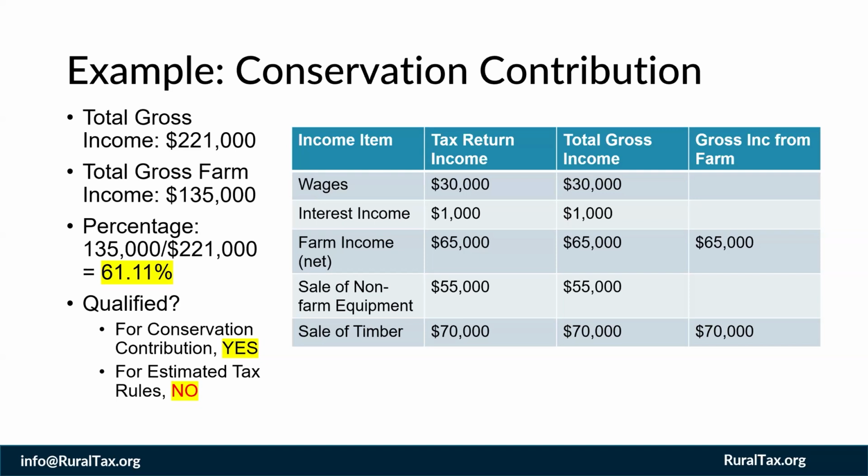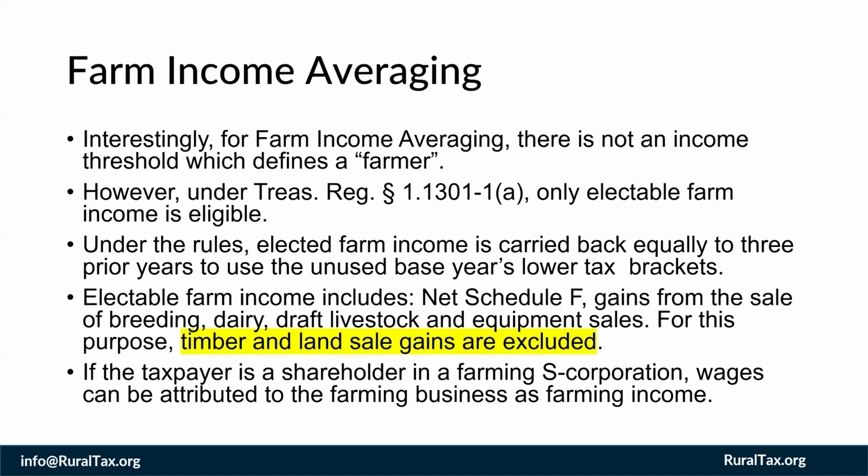So the takeaway here in this example, as compared to the previous example, is that we have a definition, but we're using different values to create what gross income is. And we're looking at different percentages. We have a 50% threshold, which we have met for the purposes of a conservation contribution, but we have not met the 66 2/3 percentage for estimated tax. So it's very important for individuals to understand and know what those limitations and what those purposes are going to be for.